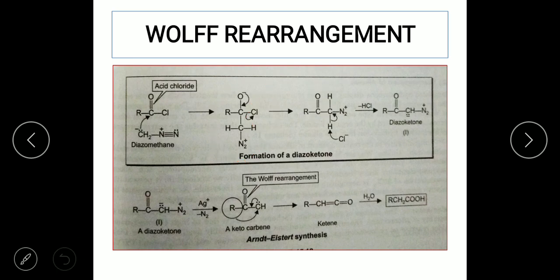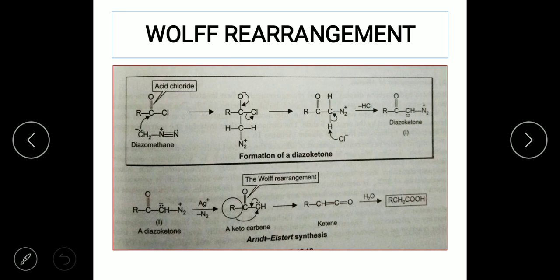Now the next step: we want a diazoketone to be formed. So how is that formed? The chloride ion which has departed is going to grab the proton H plus, and then a diazoketone is formed. So now you can see how it is a diazo, because the carbon has a negative charge, nitrogen has a positive charge, and there is a ketone group attached to the diazo group, hence it is the diazoketone.